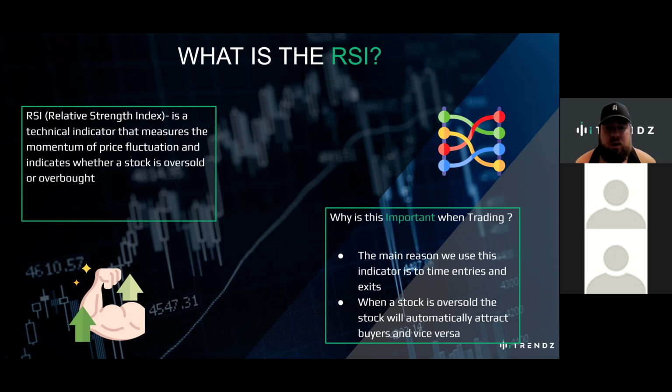Why is it important? The main reason it's used is for entering and exiting your plays. You never want to chase a play. You never want to jump into that FOMO play. You also want to see, when a stock's oversold, that you know a bounce is going to come, or vice versa. When it's overbought, you know that a pullback is already going to come towards the downside. And we'll show a key example of a firm a little later, and you'll see exactly what we're talking about.